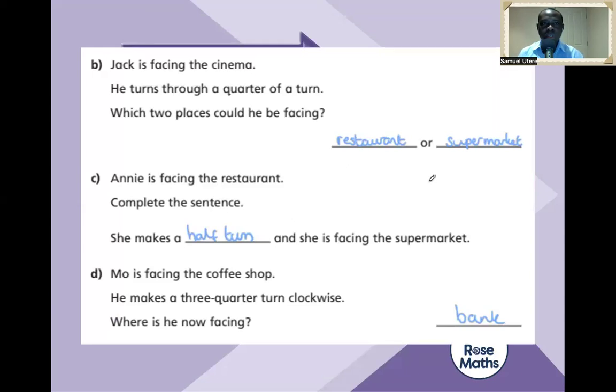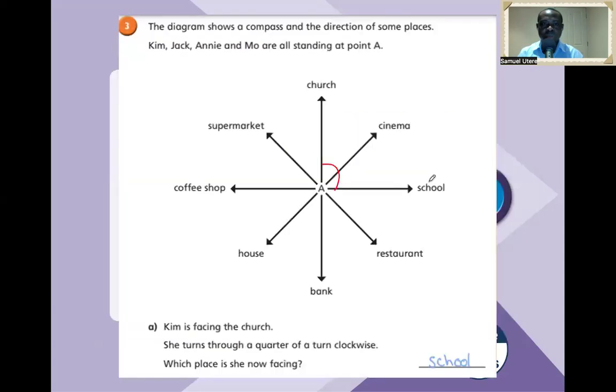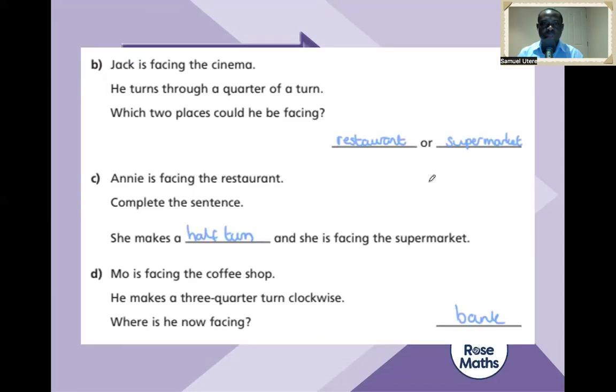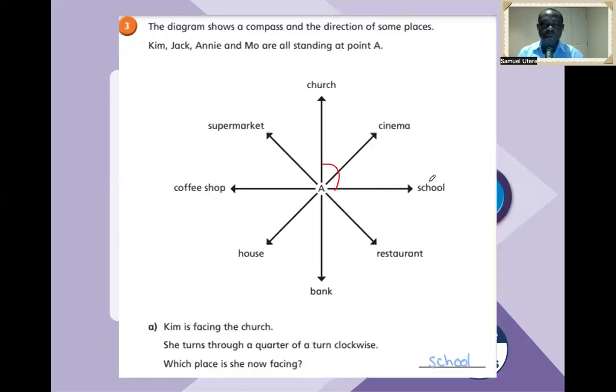Jack is facing the cinema. He turns through a quarter of a turn. Which 2 places could he be facing? Okay, he could be facing the restaurant or the supermarket. Now, why do we have 2 answers? Because he could turn clockwise or anti-clockwise. So if he turns clockwise from the cinema, he's going to be facing the restaurant. But if he turns anti-clockwise, he's going to be facing the supermarket.